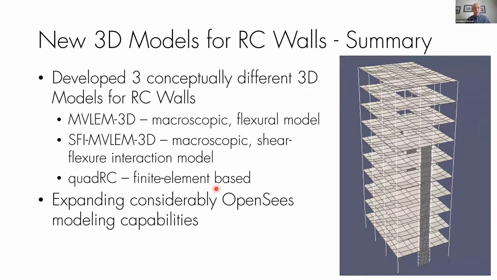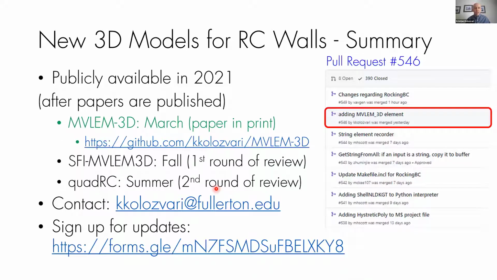In terms of the implementation of these models, as I mentioned, the MVLEM 3D has been available since, I believe, this week. It's implemented in the source code. Here is the pull request 546, but I believe it will be in the next build of OpenSees. So it's not in 3.2.2, that's the current one. It will be the next one. But if you want to download and compile it on your own computer, you can do that, right?